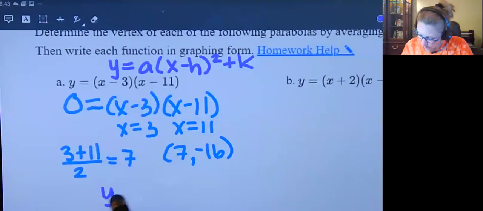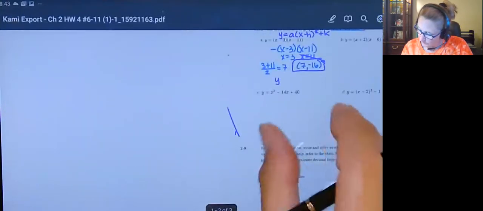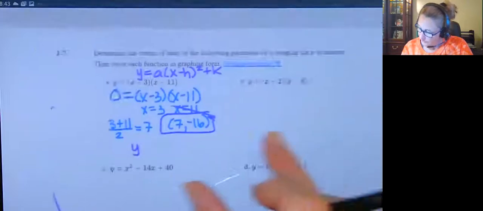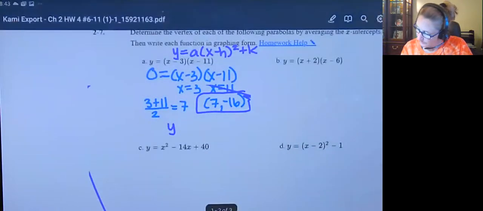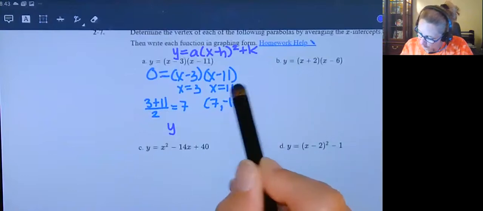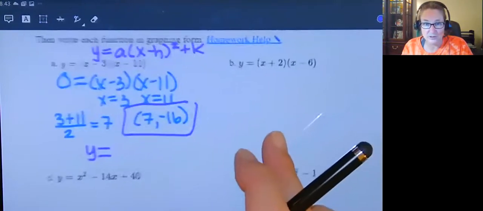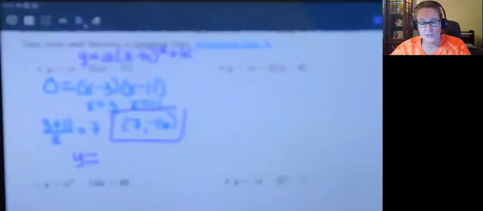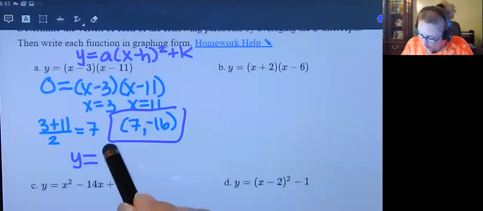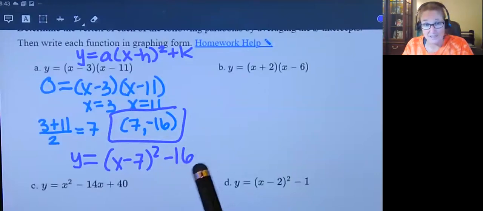So this is my vertex, but my equation is going to be y equals x minus 7 squared minus 16. So that is going to be our answer.